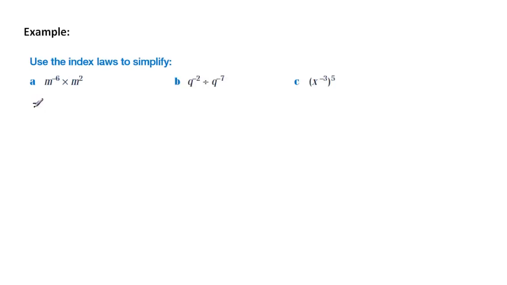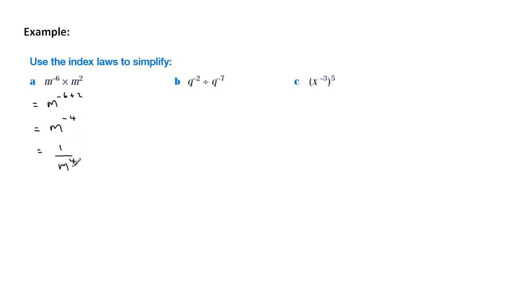In this example, we're multiplying. There are the same bases, so we add our index numbers. So it's m to the minus 6 plus 2. As you can see, we get minus 6 and 2 gives us a minus 4. What we'll do finally then is to write it out with a positive index, m to 4.